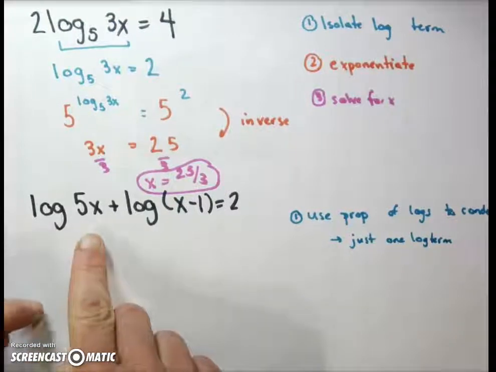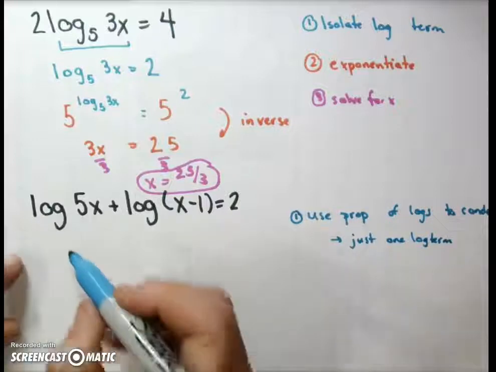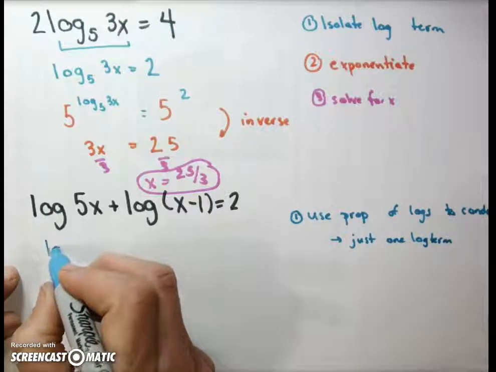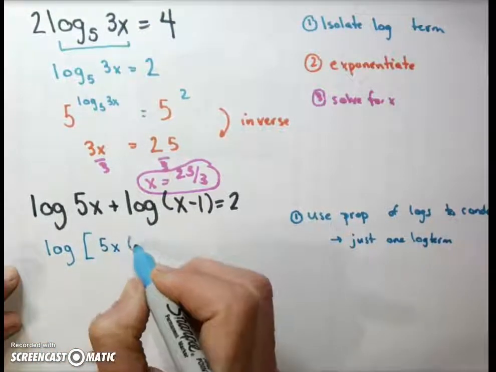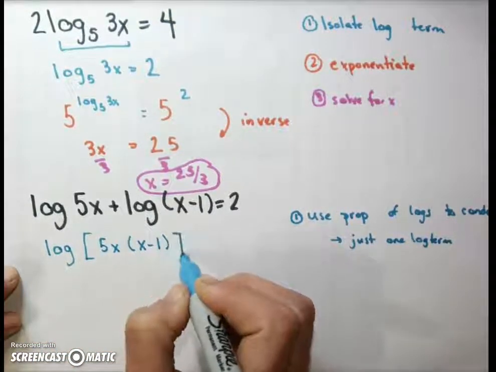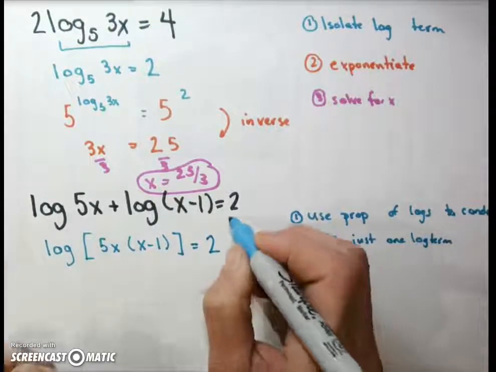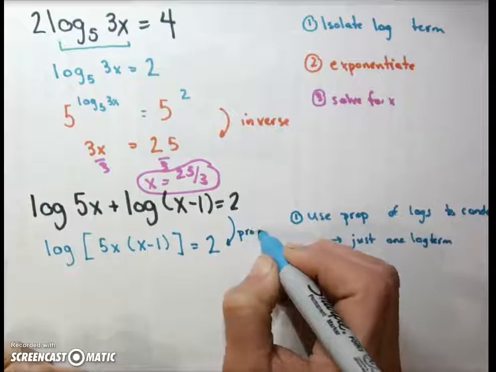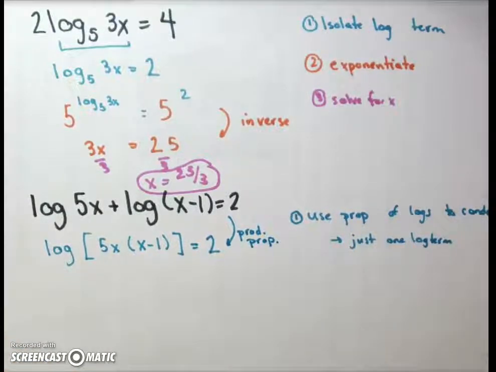So if I have log of 5x plus log of x minus 1, the product property tells me that this is the same as log of 5x times x minus 1. And the other side of the equation stays the same. So here to here, I used the product property in order to condense.